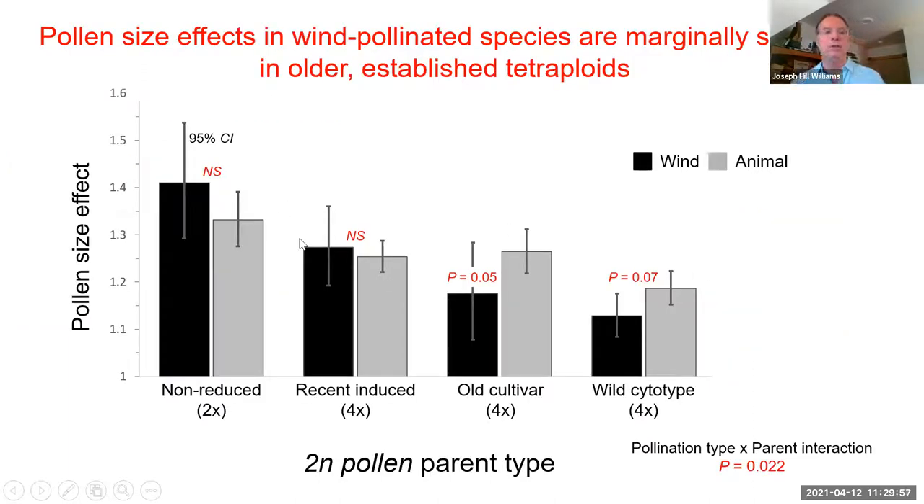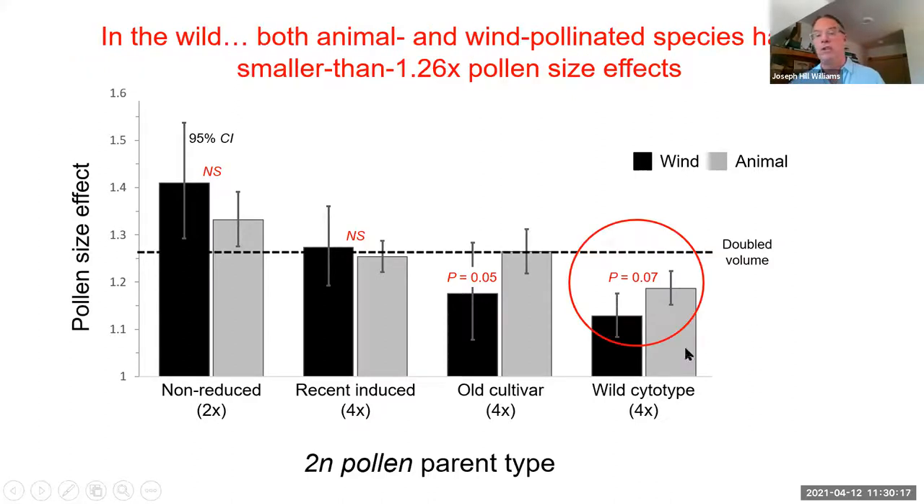And that was so. If you look at the data here, I was able to get data on pollination vectors for almost all the species. But really, you have a marginally smaller effect of wind pollination, both in old cultivars and wild cytotypes. It's not a huge effect. And not only that, it doesn't really explain the fact that both animal- and wind-pollinated species have a smaller than doubled volume of their pollen grains.